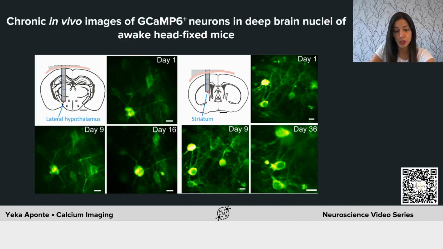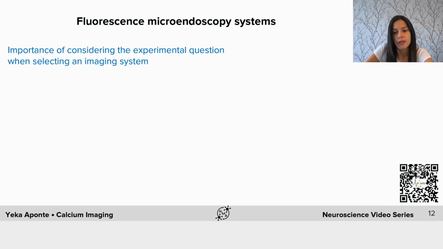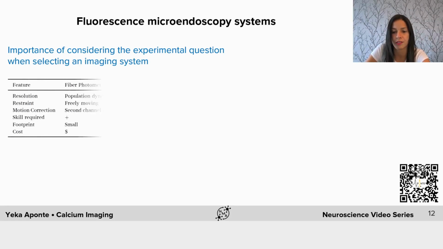But how do we choose between imaging systems? Well, first, we have to consider the experimental question. For example, if you would like to image with subcellular resolution, let's say dendrites and axons, a two-photon system will be the option to select. However, for experiments in freely moving mice, a single photon miniscope or a fiber photometry system are the most popular options. So let me highlight some of the features of the three different systems.